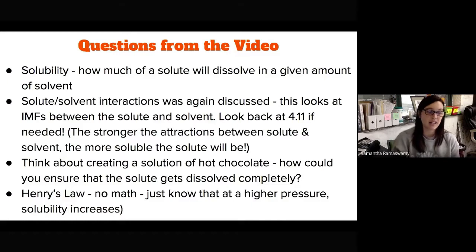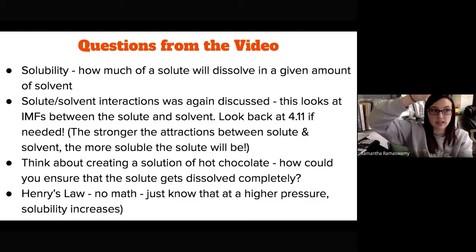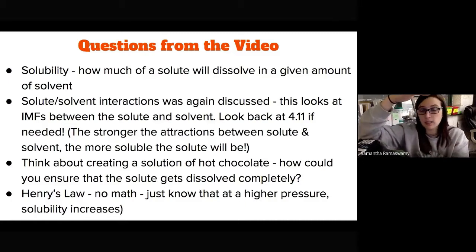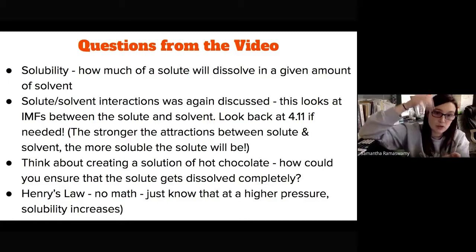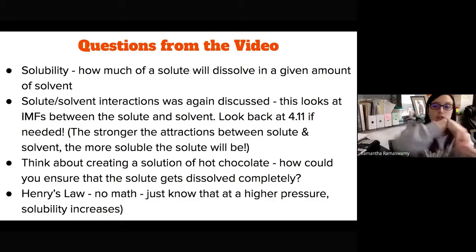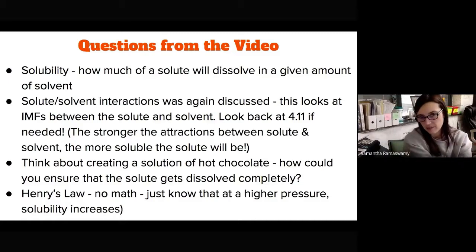So that's why, if I go and buy a 2 liter of ginger ale, when I take that lid off for the first time, you hear that fizzing. That's because CO2 is pumped into the drink at a higher pressure. It increases the solubility. So you just need to know that at a higher pressure, solubility increases.